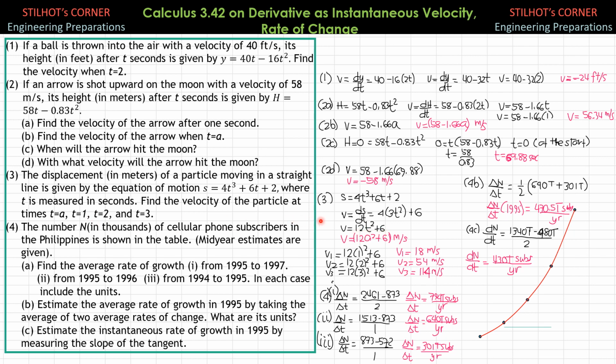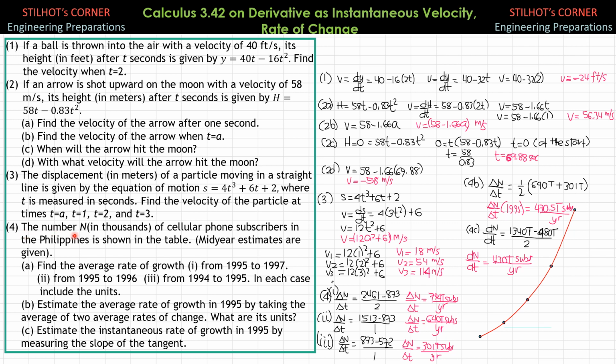When time is a, we just replace t with a. So for part 3, part 1, it is 12a squared plus 6 meters per second. When t is 1, substitute t is 1, 12 times 1 squared plus 6, so it is 18 meters per second. When t is 2, 12 times 2 squared plus 6, so 54 meters per second. When t is 3, 12 times 3 squared plus 6, so it is 114 meters per second.